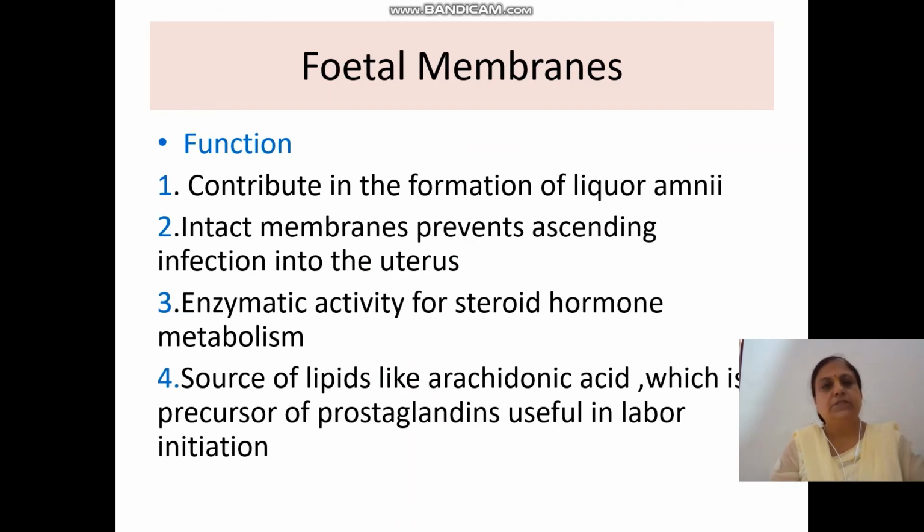What are the functions of the fetal membranes? It contributes to the formation of liquor amnii. Intact membrane prevents ascending infection into the uterus. Enzymatic action for steroid hormone synthesis, and a source of lipids like arachidonic acid, which is a precursor of the prostaglandins and is useful in labor initiation. So you know that ARM induces the labor. This is the reason why by ARM the labor is induced.